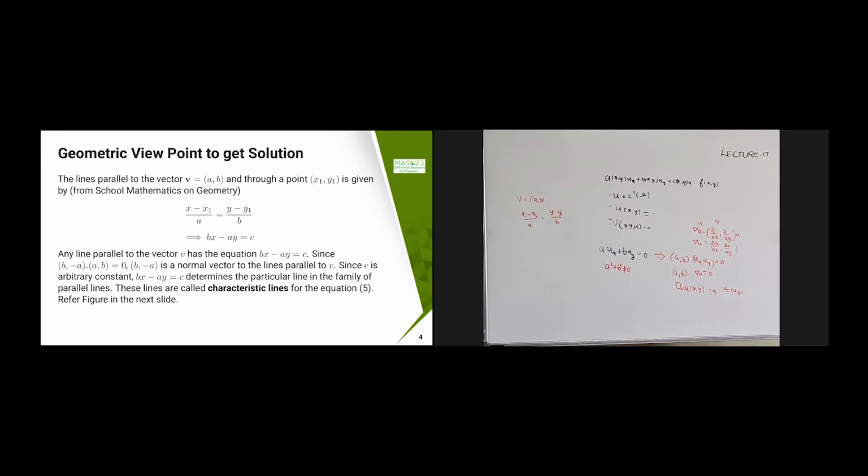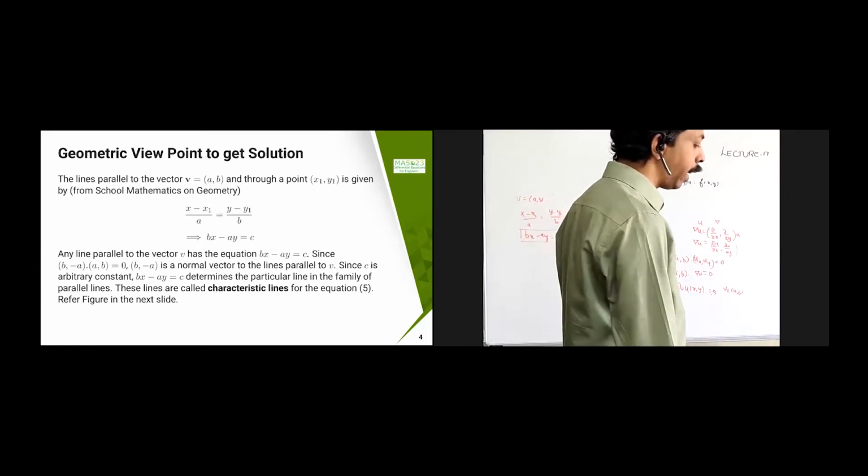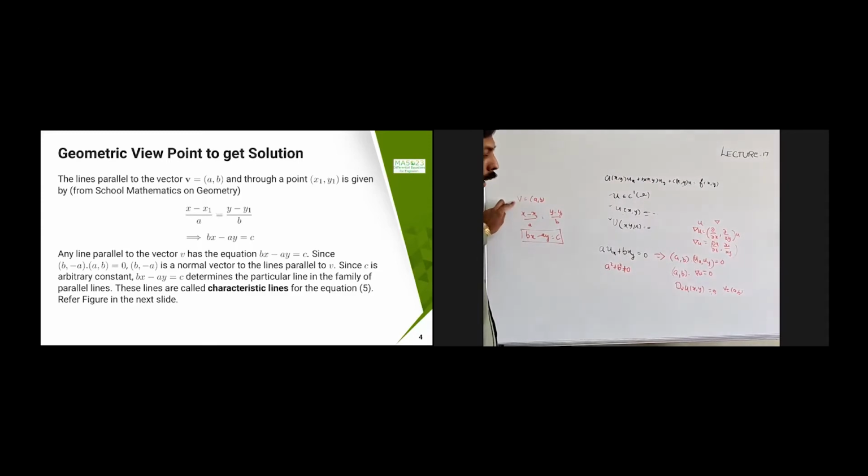So now we have (x minus x1) by a equal to (y minus y1) by b, and you can simplify this. We are going to get bx minus ay equal to bx1 minus ay1. Okay, so after some manipulations, what you are going to get is bx minus ay equal to c. This is your equation: bx minus ay equals c. So that means any line parallel to the vector v equal to (a, b) has an equation of this form.